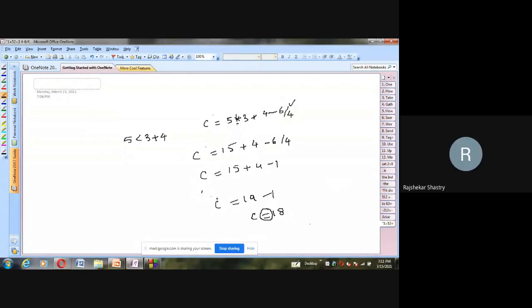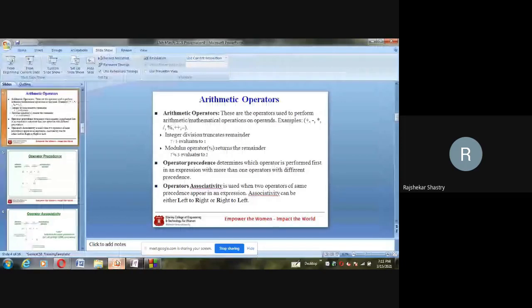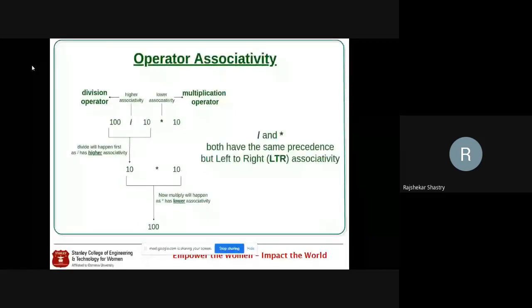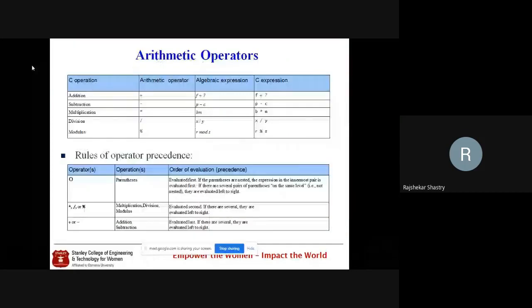Now let's go back to the slides here. So this is the discussion about the arithmetic operators. Of course, the same thing here. I explained it through operator precedence and associativity on arithmetic operators only. And this is the discussion about that. All are having left to right associativity.